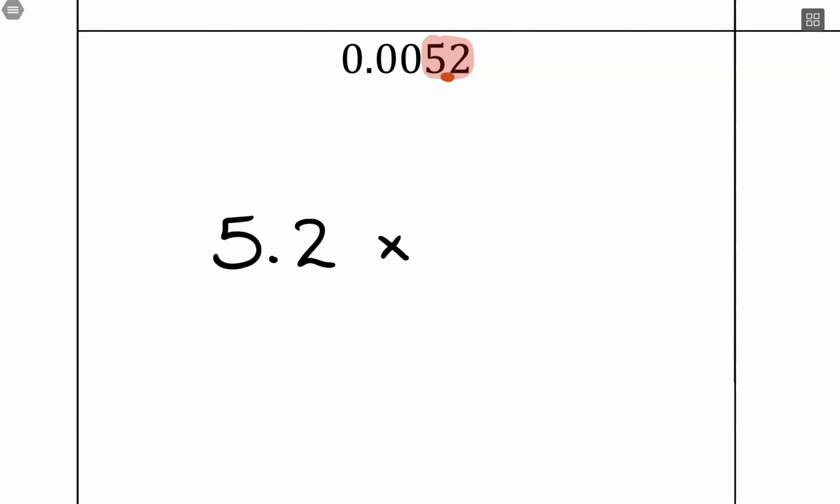And then times base 10. And then the idea is that we're going to be moving to the left. So I need to go 1, 2, 3. So we're moving to the left now, which is what makes it negative. So this will be negative 3.